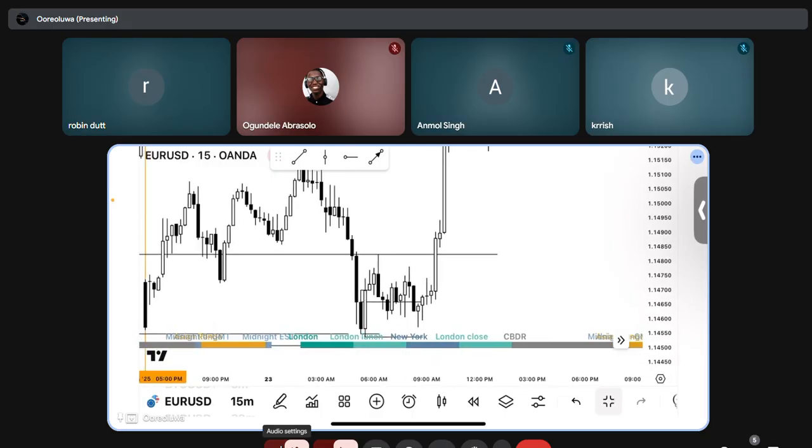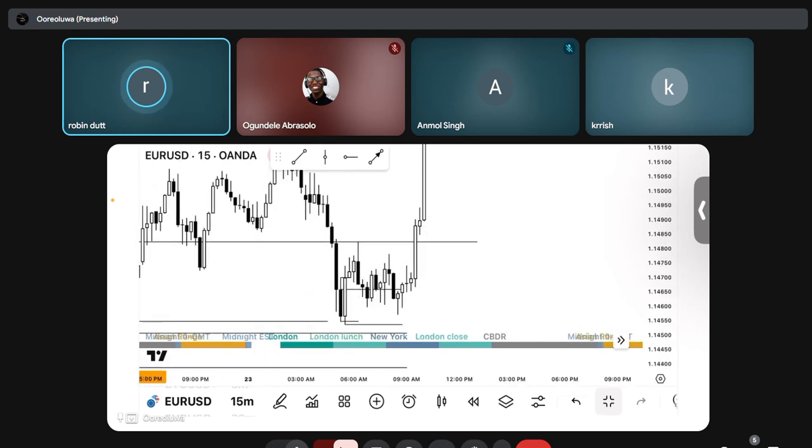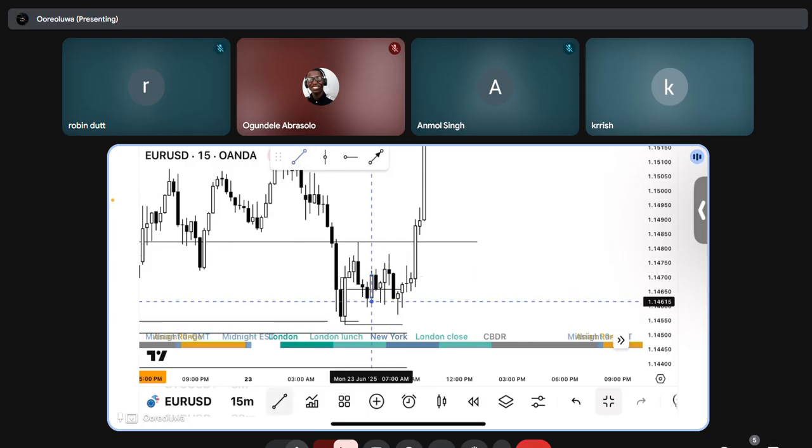And what time was that? During New York, right? Yeah. And you buy all the dips into that order block. Yeah. So there's also a range into the order block. So everything is just smooth. Yeah.